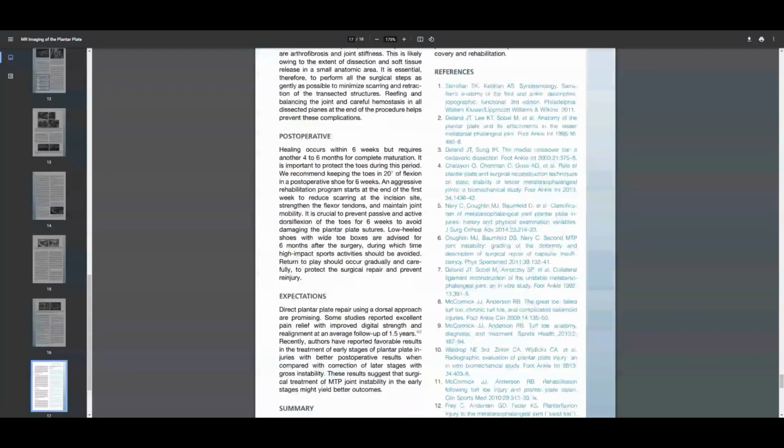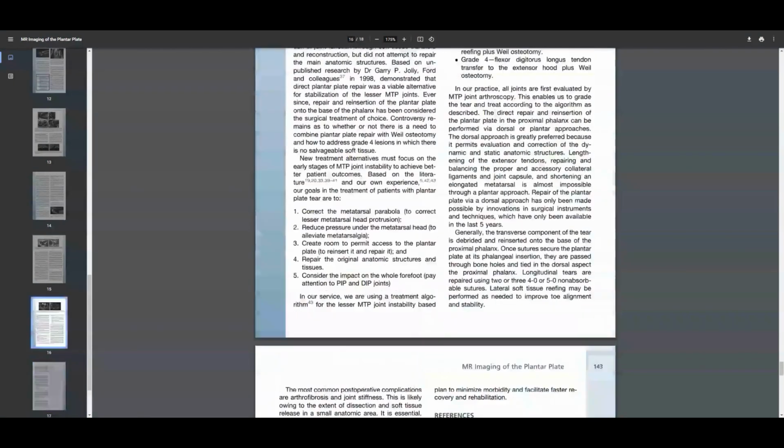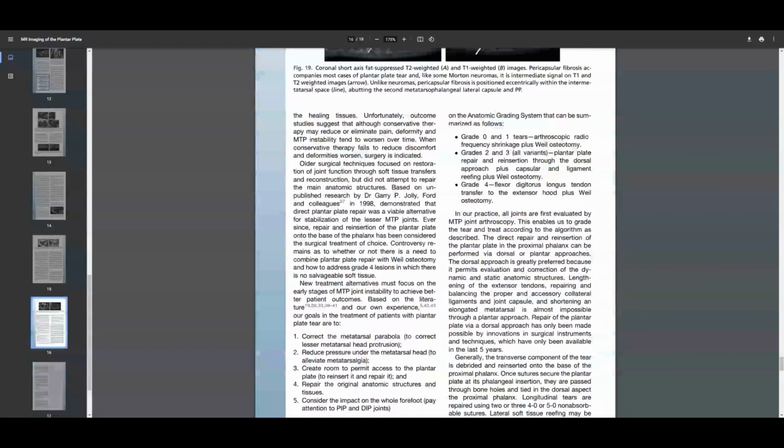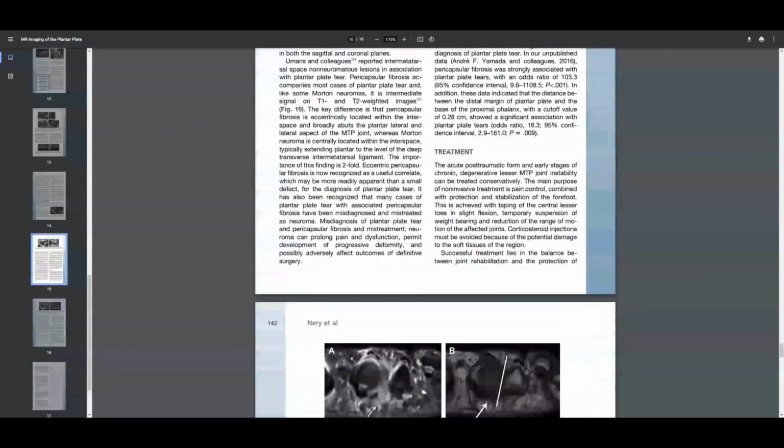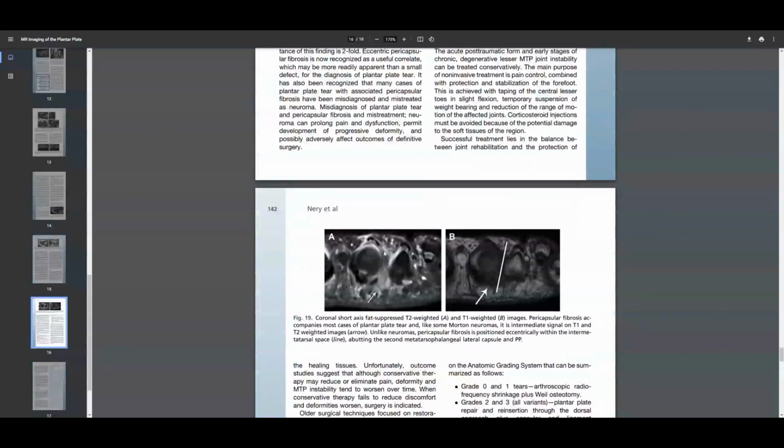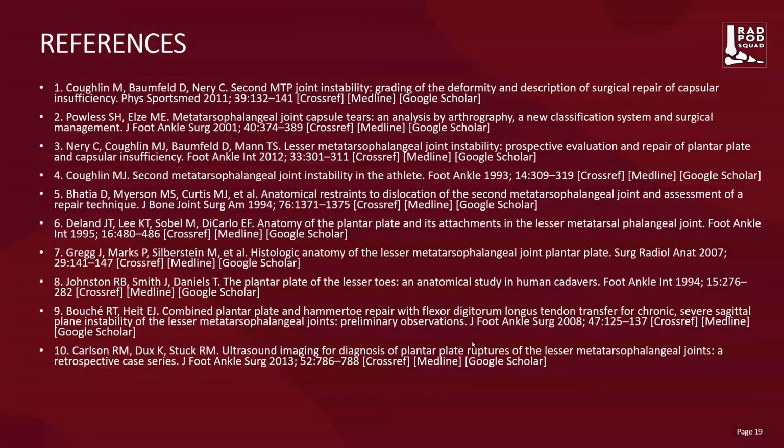And so I think that these great articles that I presented, between the original articles and understanding the biomechanics, really help us to hit home and impact the treatment outcomes for our patients with forefoot pain. Thank you. References available for your review.